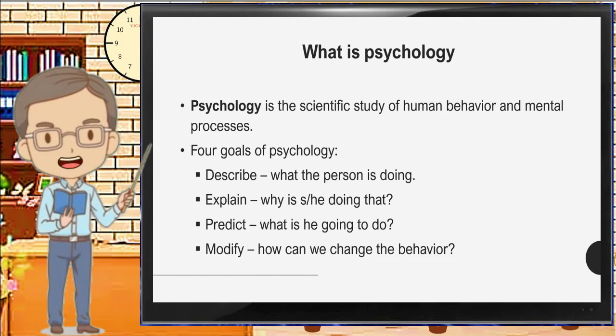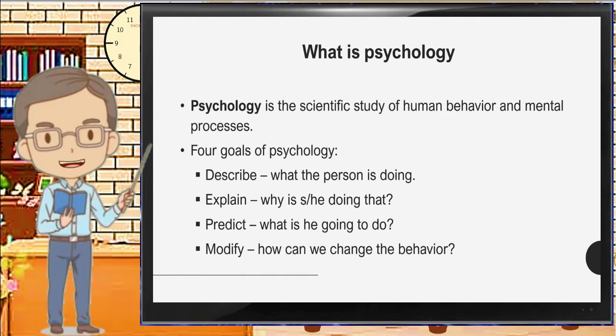Like, why do people help? And why are people less likely to help? There are a lot of issues under psychology, such as gender, teaching, thinking, discrimination, beliefs, etc. And here are the four goals of psychology. In psychology, we aim to describe, explain, predict, and modify behavior.